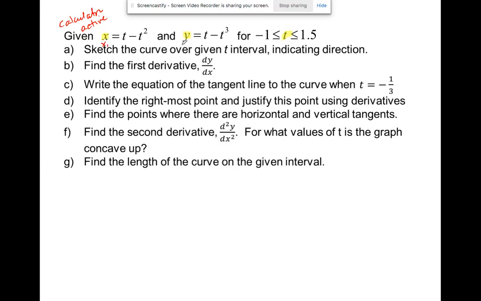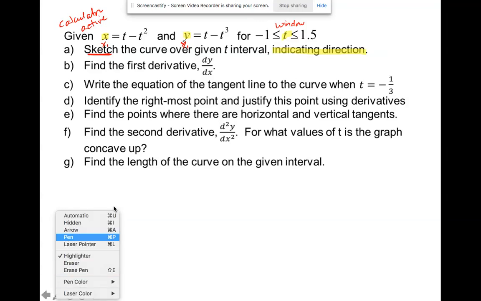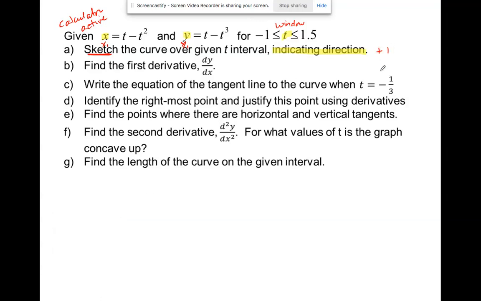So you're putting this in x1, you're putting this in y1, and you are manipulating your window. Look at it. No one on the AP exam is going to have you sketch this by hand. But look at this. If they ask you to indicate direction, there is going to be a rubric point for it, and refer to your t and your calculator graph.